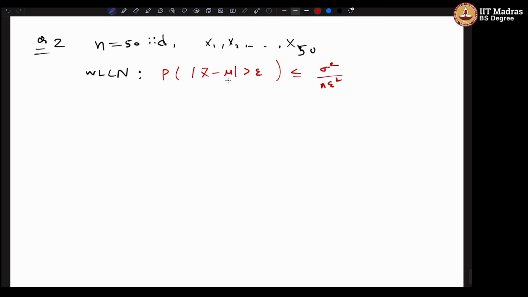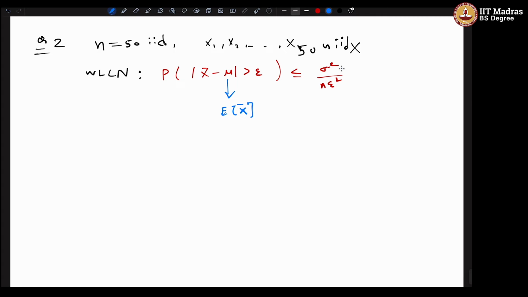This mu here indicates the mean of x, not the x bar. This is an important thing to note. This mu is the expectation of x. And what is x here? We have these IID x1, x2 to x50, so I can write it as these x1, x2 to x50 are IID copies of x. So this is the expectation of x.